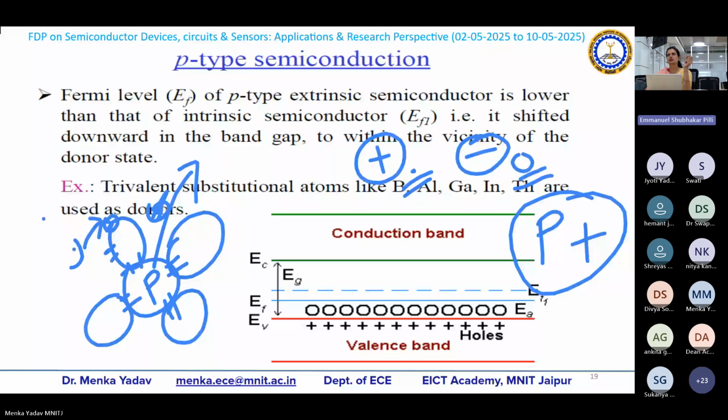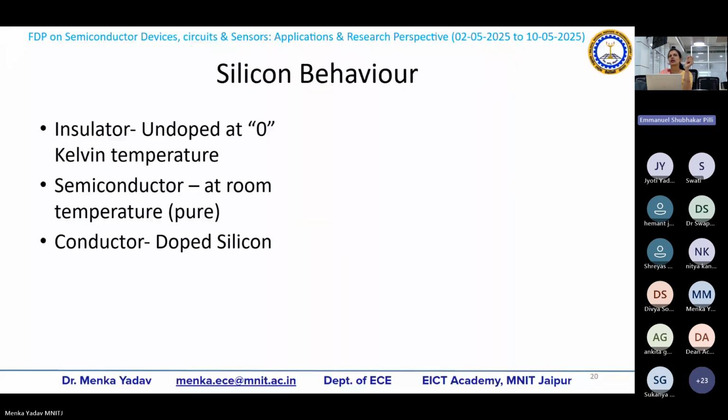So we have gone through the electrons and holes, right? So now let's come to the next. What is the silicon behavior? Silicon will behave at times like an insulator. When can it behave like an insulator?